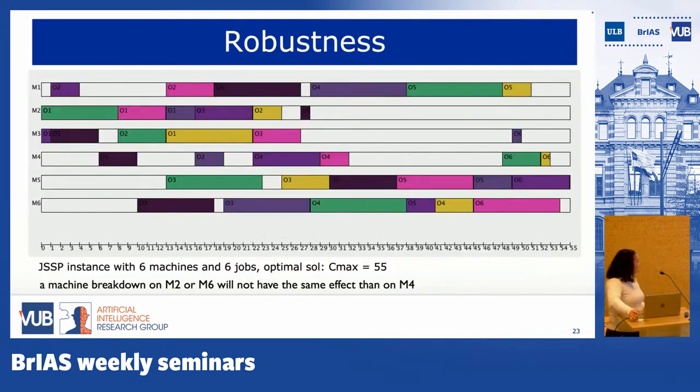So this is a typical solution for one of the instances of the operation research library. So here we have 6 machines and 6 jobs. And here we are showing the optimal solution. So it's showing 55 time units.